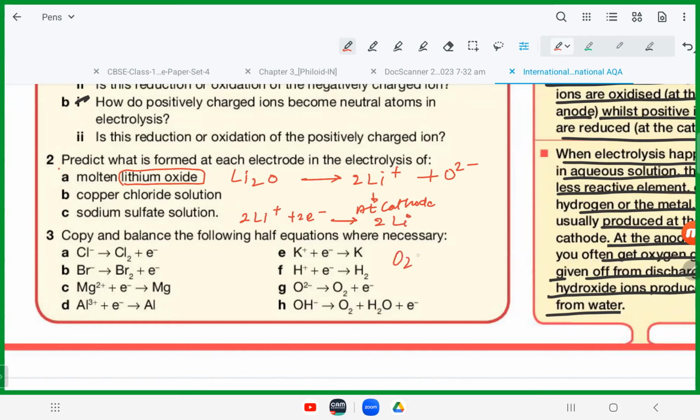Now here we have the ion O2 minus. Take two of them, so it is going to form O2, and 4 electrons will be lost. So this is very easy.